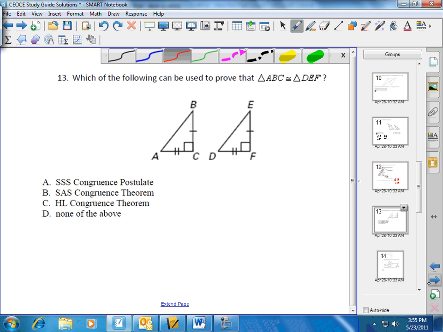Number 13, which of the following can be used to prove that triangle ABC is congruent to triangle DEF? All right, we're looking at right triangles, and typically when you're dealing with right triangles, the first theorem that you want to look at for showing that right triangles are congruent is the hypotenuse leg theorem. But we don't see that our hypotenuses are congruent, so we have to move on to something else.